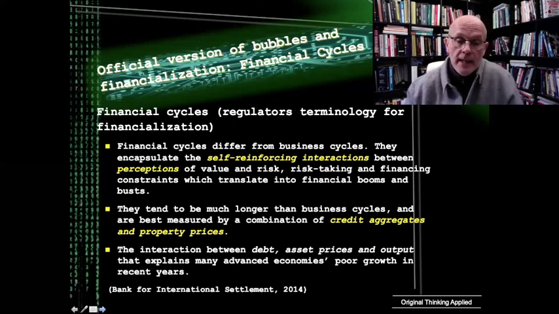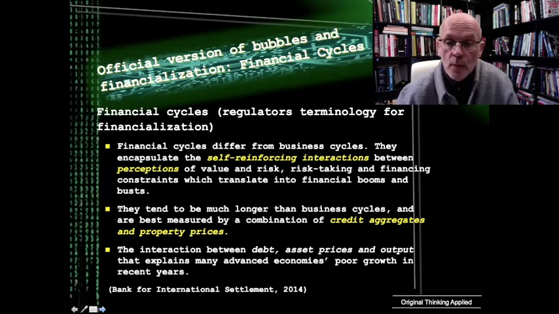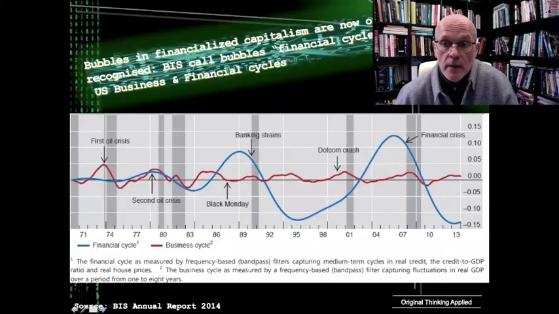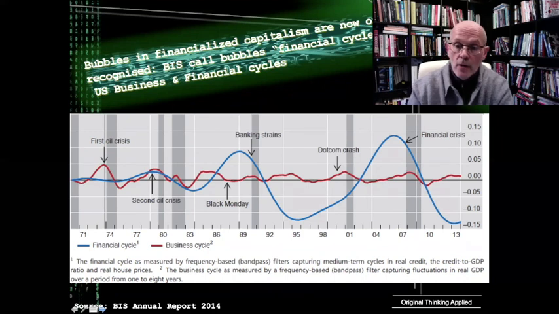And what they do say is it's the interaction between debt and asset prices and output that explains many advanced economies' poor growth in recent years. And that will be the subject of next week's online learning materials. So here's a business cycle alongside a financial cycle. The financial cycle is the blue one, and the business cycle is the red one.